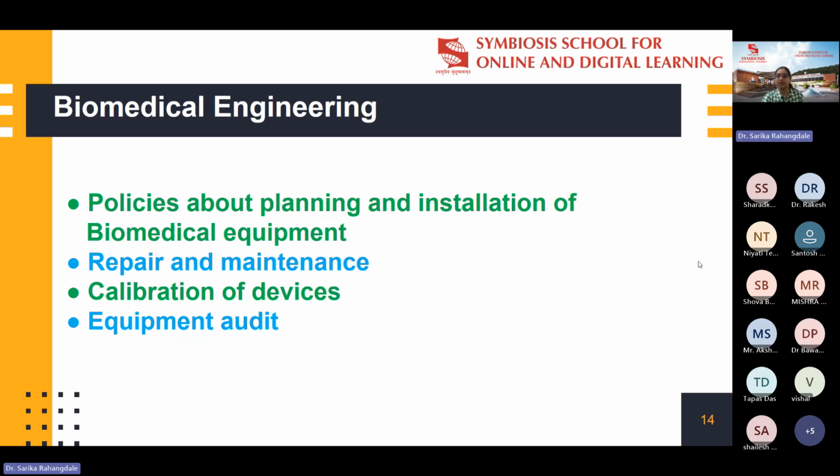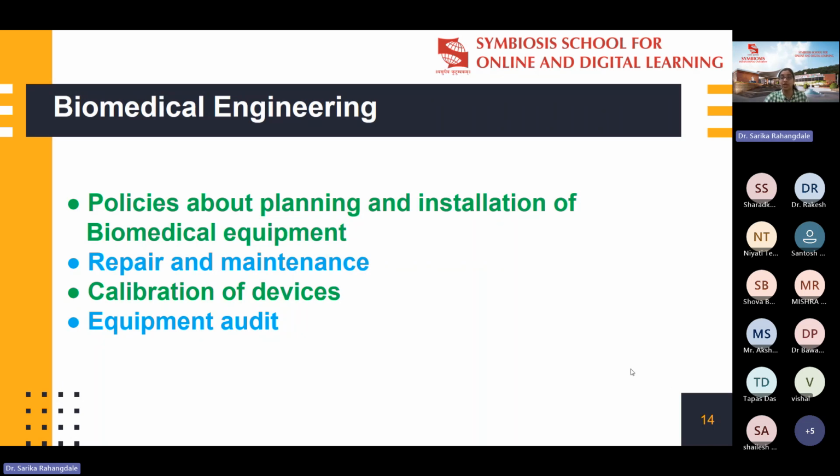So biomedical engineering department also carries 20 marks. So what is biomedical engineering department? Biomedical engineering department is a department in the hospital which deals with the biomedical equipments and the engineering part related to those equipment.